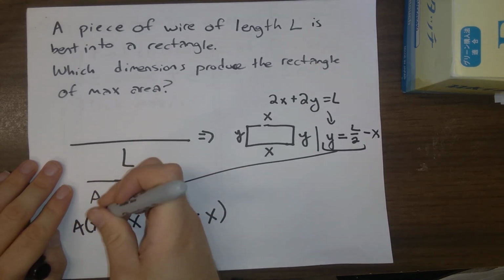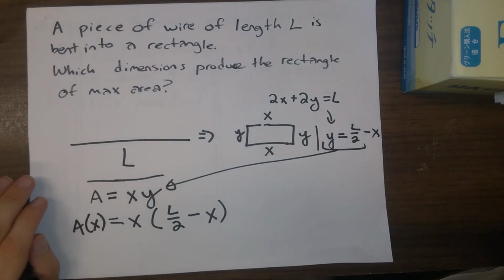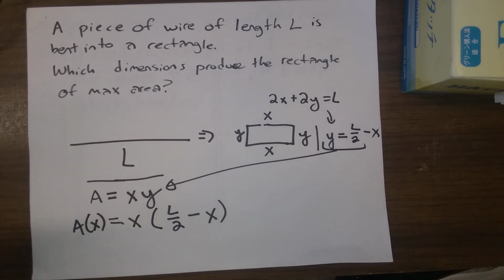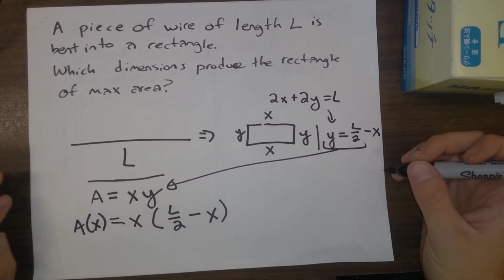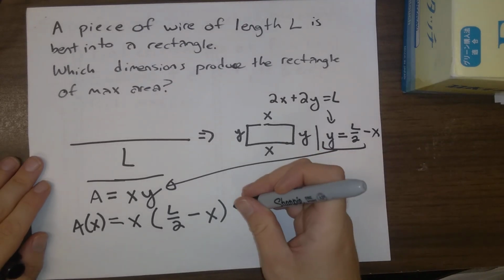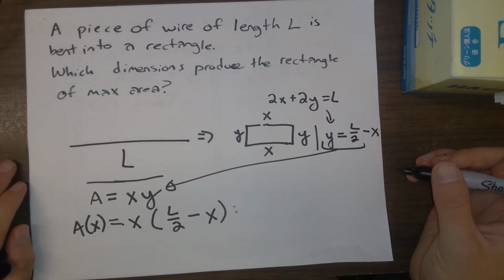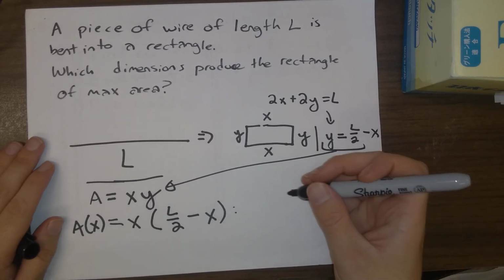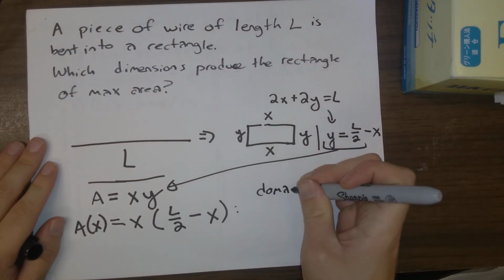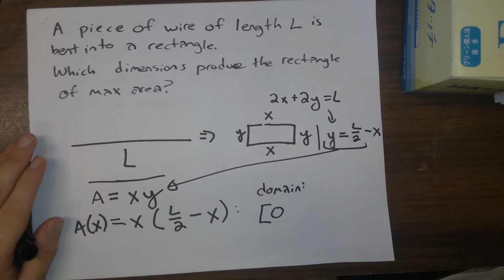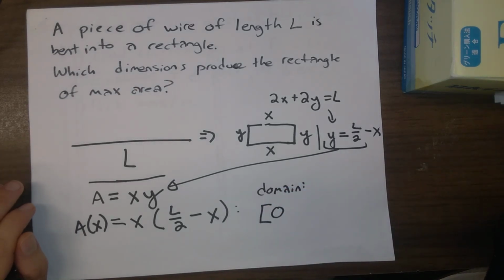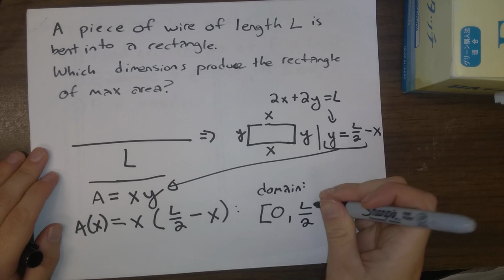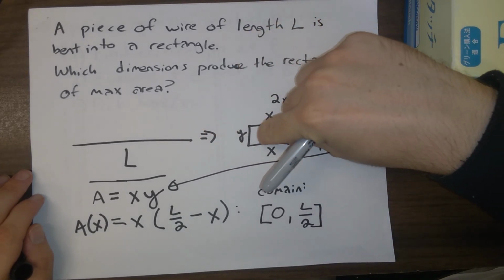So now we see that A of x is a function of x equal to x times L over 2 minus x. We have a function, we want to maximize this. Now let's take a moment to think about what is the domain of x here. What's the biggest and smallest x can be? A bit of thought should convince us x can't be negative. The smallest x would be 0. And the biggest x would be L over 2, because that would be putting all of L onto one side.